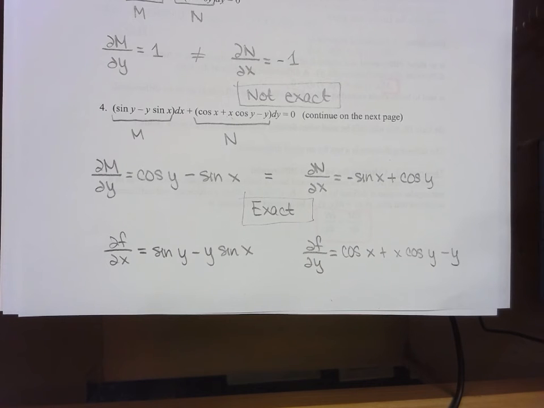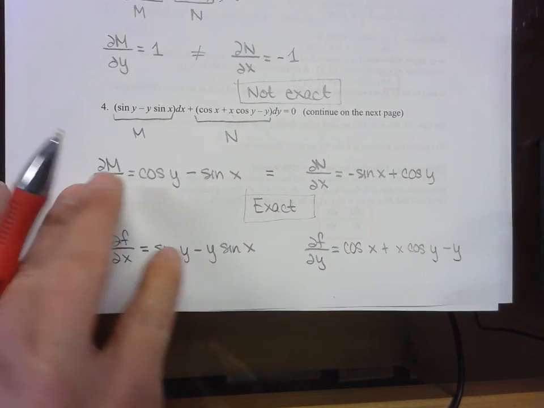If we integrate the first one, what are we going to integrate with respect to? X, right? If it's the derivative with respect to x, we have to integrate with respect to x. If we integrate the second one, we have to integrate with respect to y because it's the derivative with respect to y. So which one do you want to do? The first one or the second one? I do the first one, it just has fewer terms. I'm just going to do it on the next page.